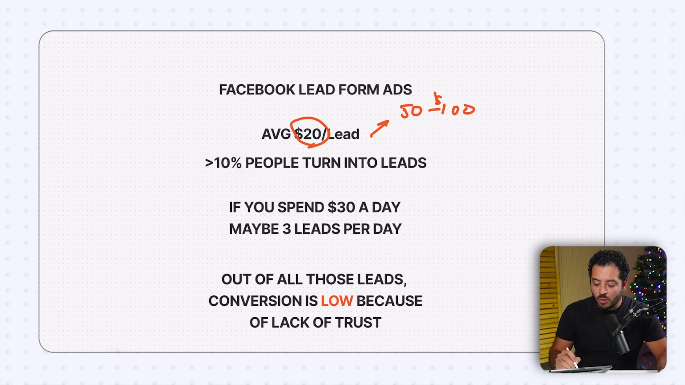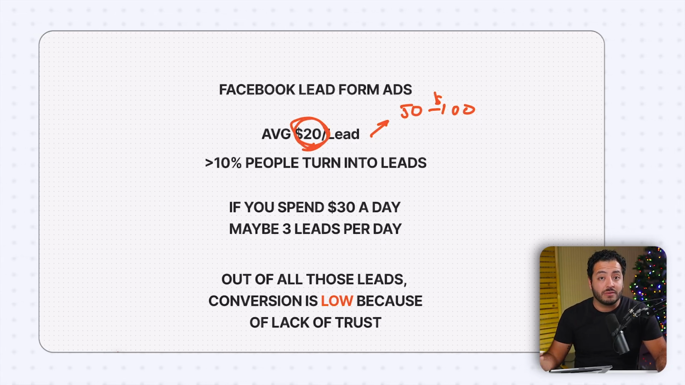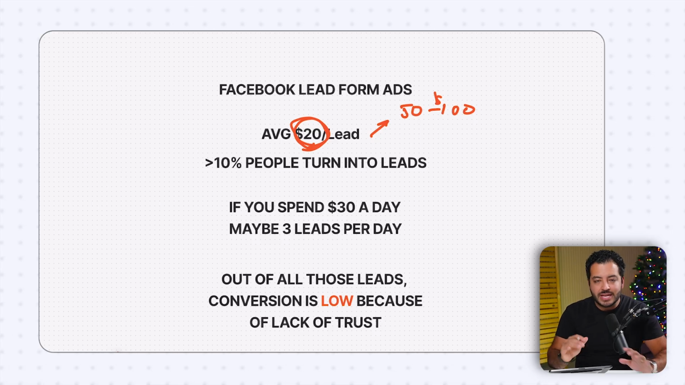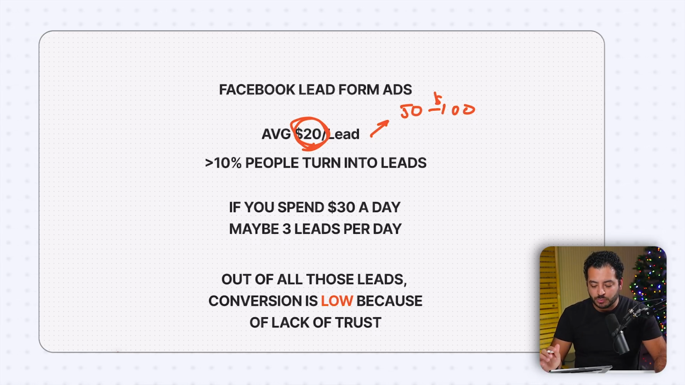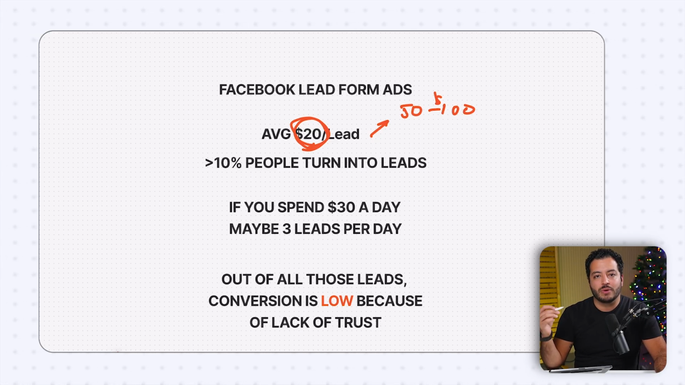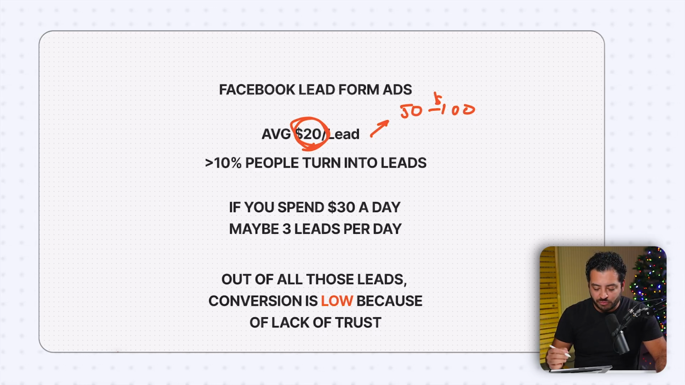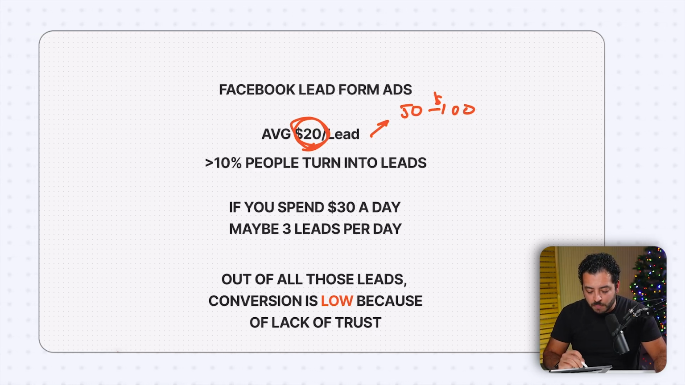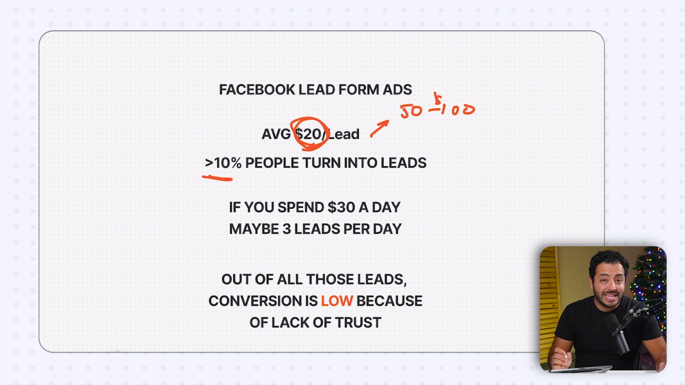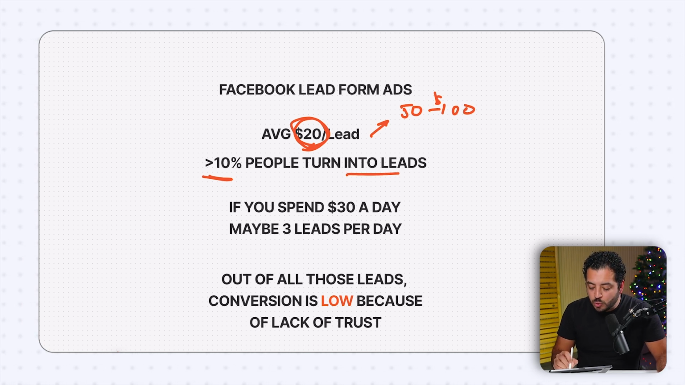But we always want to try to get this number lower so we get more out of the amount that we're spending on these ads. But let's just say across the board, on average, you're getting a $20 cost per lead. That's defined as name, phone number, and email through a lead form, landing page, whatever it may be. Now, here's the kicker: only about 10%, probably less than 10% of people are actually going to turn into leads.